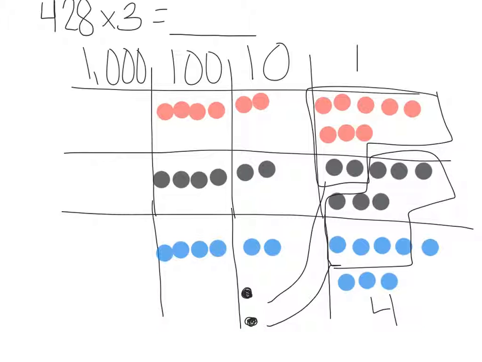Now I move on to the tens. Let me count those. 1, 2, 3, 4, 5, 6, 7, 8. I only have 8, that does not compose a 10, therefore I'm going to have 8 in my tens place.